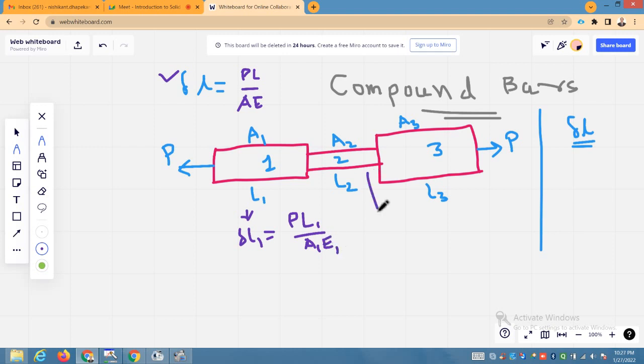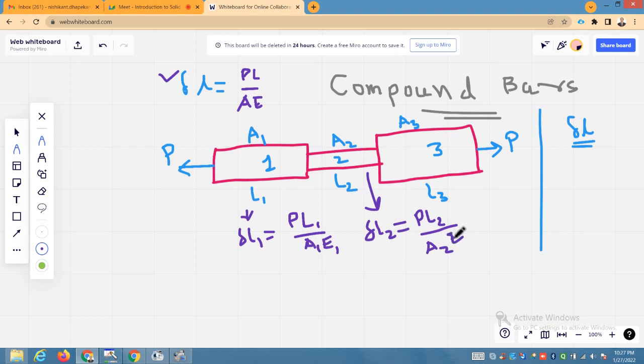Same way, you can calculate the change in length delta L2. This axial pull remains same, P into L2 upon A2 into E2.